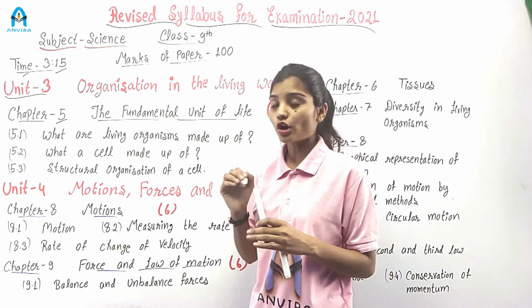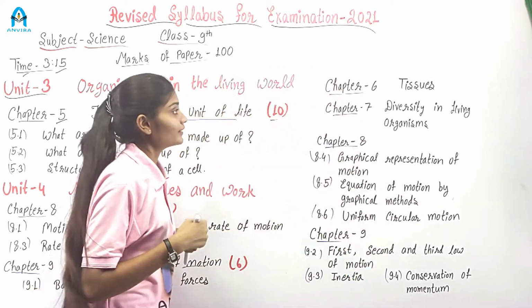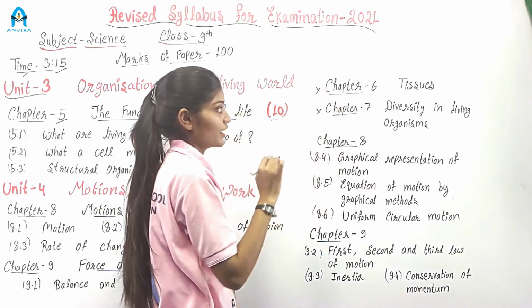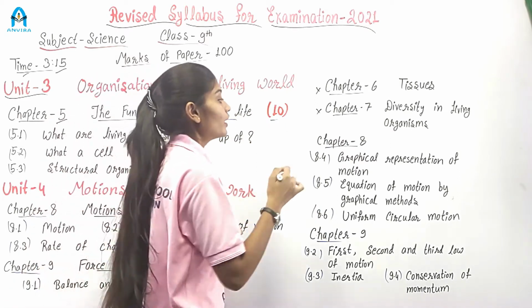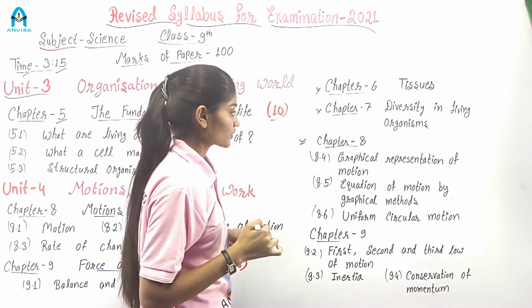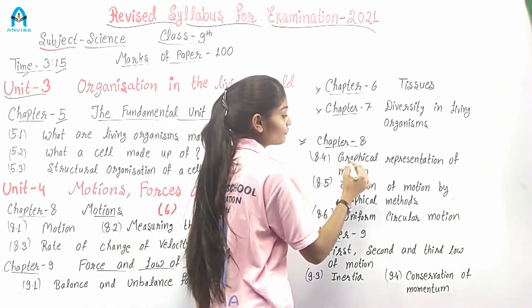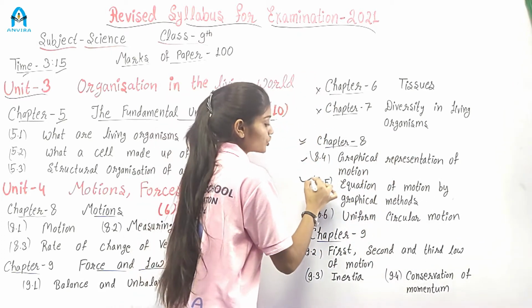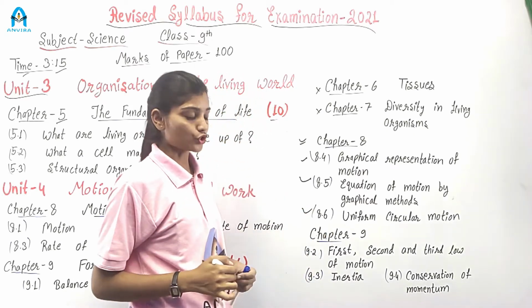Now the removed topics from unit 3rd and unit 4th. First of all chapter 6 and chapter 7 are entirely removed from the syllabus. Okay, from chapter 8 the topics which are removed from the syllabus are graphical representation of motion, equation of motion by graphical methods and uniform circular motion.